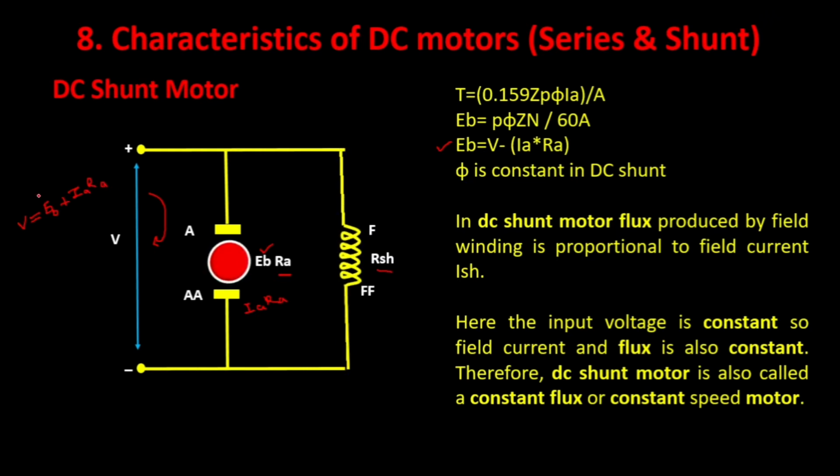Then if I isolate this EB, taking this side, it becomes V minus IaRa. So this is the formula that I get for a DC shunt motor. Now, a very important thing in a DC shunt motor: the flux phi is constant, the field is constant. Why? Because it is a shunt motor.